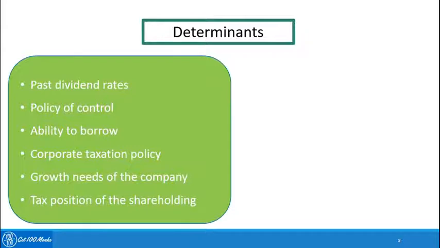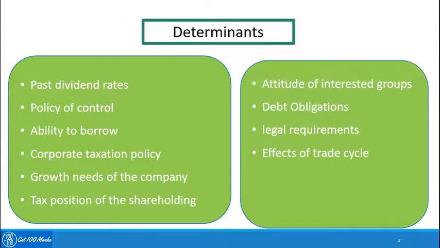Past dividend rates: what have been the dividend rates of the company in the past? To what extent does the company want to control the ownership of the organization? The ability to borrow: obviously, if the company has past loans, it may limit the ability of the company to borrow. What is the taxation policy of the country and the business we are discussing? What are the growth needs of the company, which means the company wants to grow further, or it is stable and doesn't have any immediate expansion plans, and so on. What is the tax position of the shareholders?